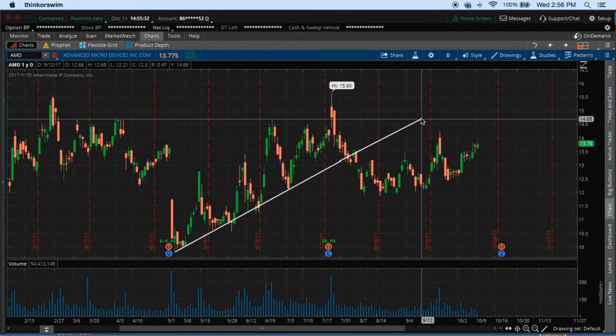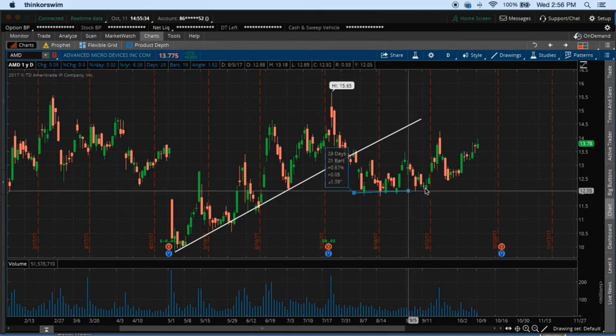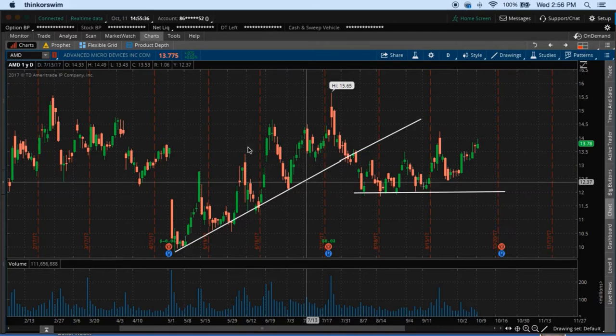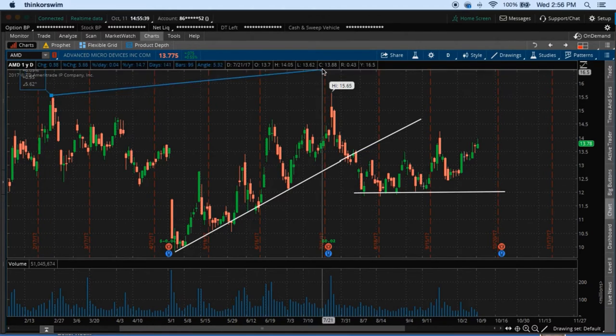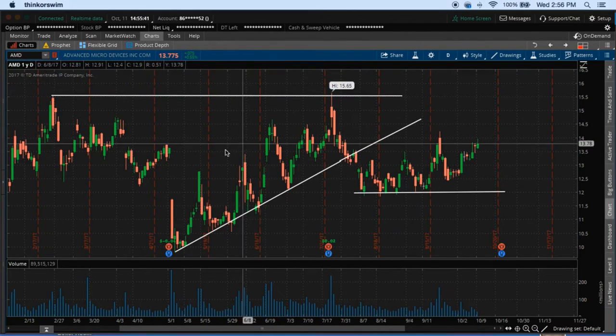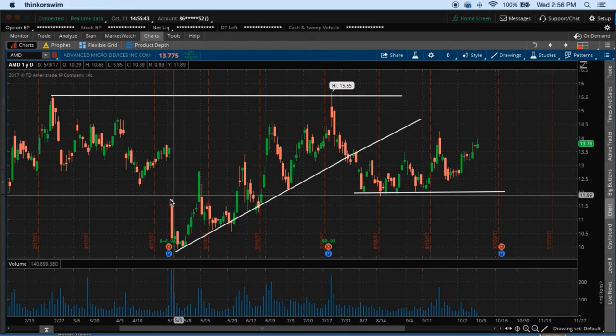Then we broke through the trend here, and what happens? The stock drops, right? Finds some support in this area. You have a resistance level here, right? You have an upward resistance level. Now look at, right? So this is the starting point.